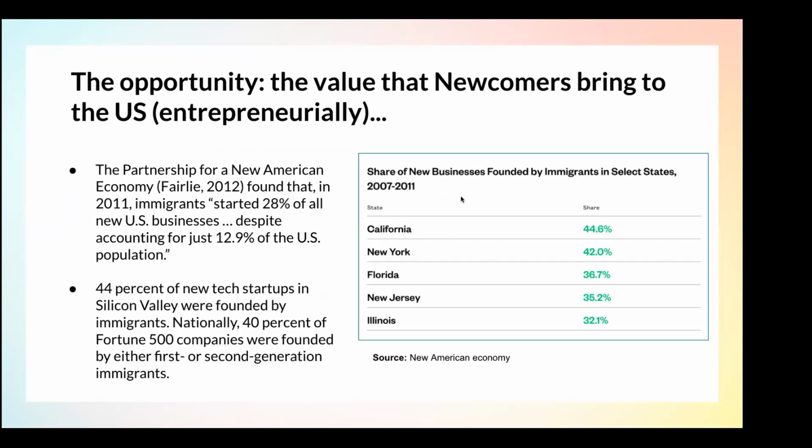And when we think about it from an economic perspective, some of these statistics actually surprised me quite a bit. There is a humongous economic component to immigration in the United States. So 28% of all new US businesses are founded by immigrants, and they only represent about 12.9% of the US population. And in certain states, that stat increases immensely, to the point where there's a 44.6% share of all new California businesses founded by immigrants. Of course, a lot of us already know that new tech startups in Silicon Valley are disproportionately founded by immigrants, and that nationally, 40% of Fortune 500 companies were founded by either first or second generation immigrants.